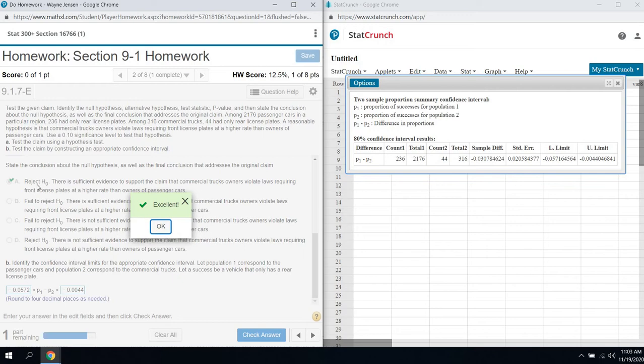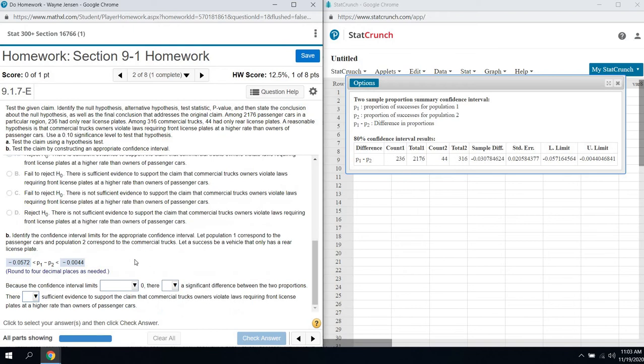Because remember what you rejected. You rejected that P1 is equal to P2. And we know that's not the case even here. So confidence intervals actually tell us even more. Because the confidence interval limits do not contain 0, that's strong data. There is a significant difference between the two proportions. There is sufficient evidence then. So if there is a significant difference, the wording will be the same.